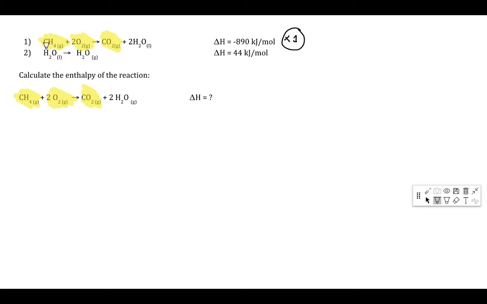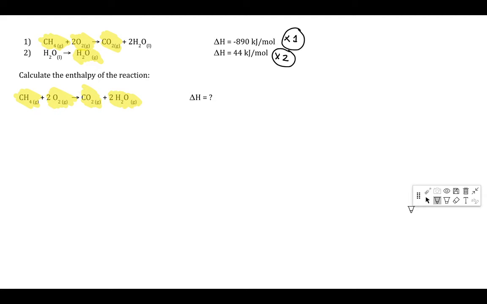My second equation has H2O liquid, that's not in the target reaction, but I have H2O gas, right? And comparing H2O gas here to the H2O gas here, the coefficients are not the same. While this has a coefficient of 1, this has a coefficient of 2. They are, however, on the correct side of the arrow. So what I'm going to need to do is make this change so that this ends up with the same coefficient as that, right? So I'm going to multiply this by 2.